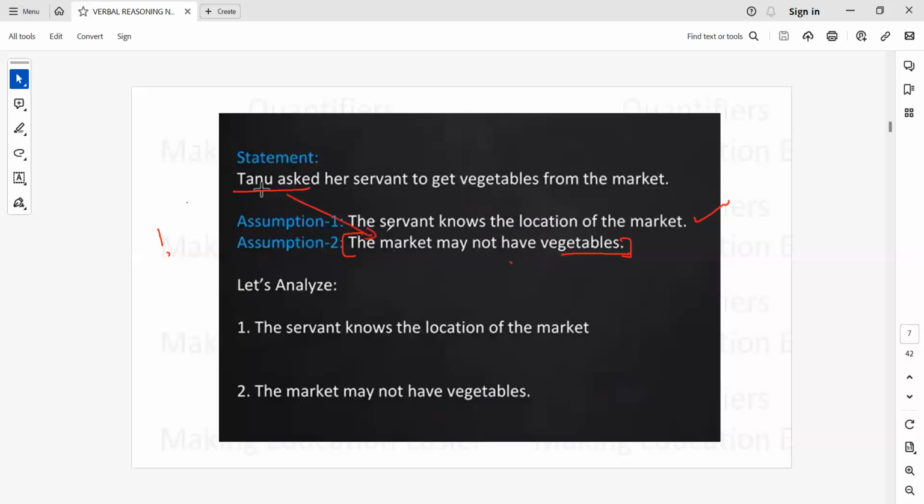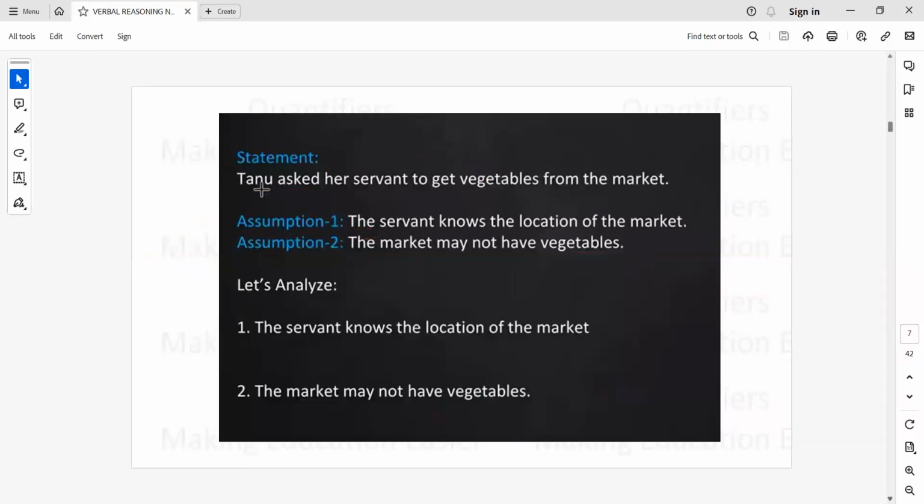In case Tanu was assuming that the market may not have vegetables, then why would she ask her servant to go and get the vegetables from the market, right? So in this case, the answer is only assumption 1 is implicit. That is your option number 1, right? I hope with this example, you are able to understand.